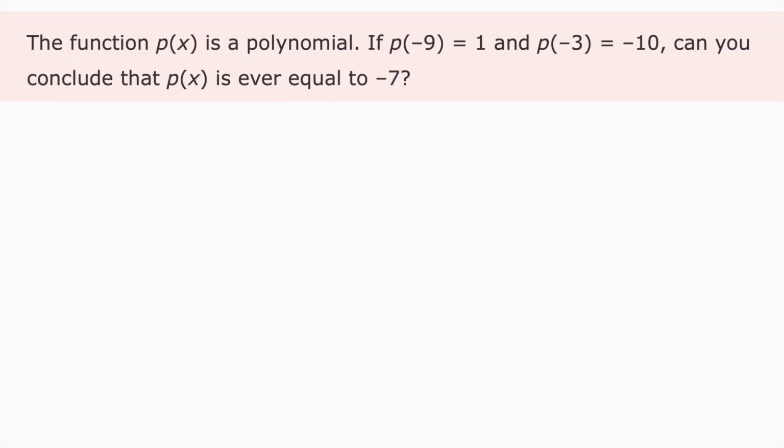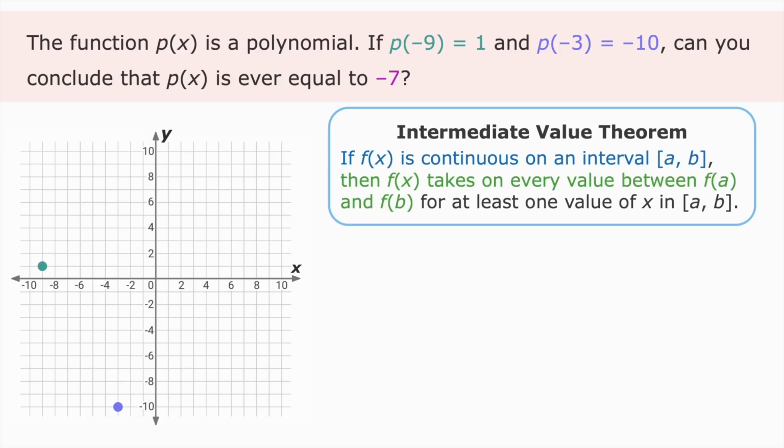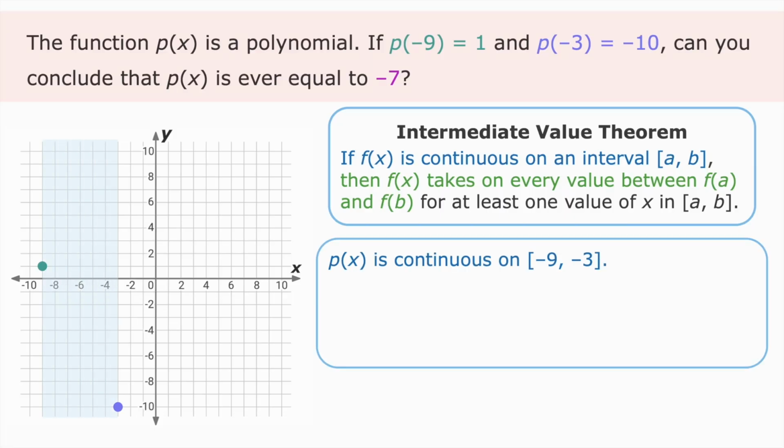Here's our first example. We are told that the function p is a polynomial, and that p of negative 9 is 1, and p of negative 3 is negative 10. We want to know if p of x is ever equal to negative 7. Okay, to use the intermediate value theorem, we need to verify that the function is continuous on the interval we're interested in. Polynomial functions are continuous for all real input values, so p is continuous on the interval from negative 9 to negative 3.